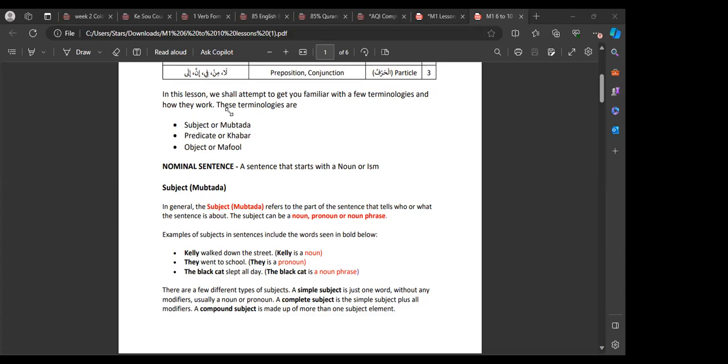Is it correct that we say mubtada and khabar in the case of jumlat al-ismiyya and maf'ul is for jumlat al-fi'liyya? This is a good question, but you use maf'ul for jumlat al-ismiyya, and we'll come to that later on when we go into more detail. Could you please write those words in Arabic, such as mubtada? Yes, we'll send that on the WhatsApp group, inshallah, later on. And it will come up later on as well.